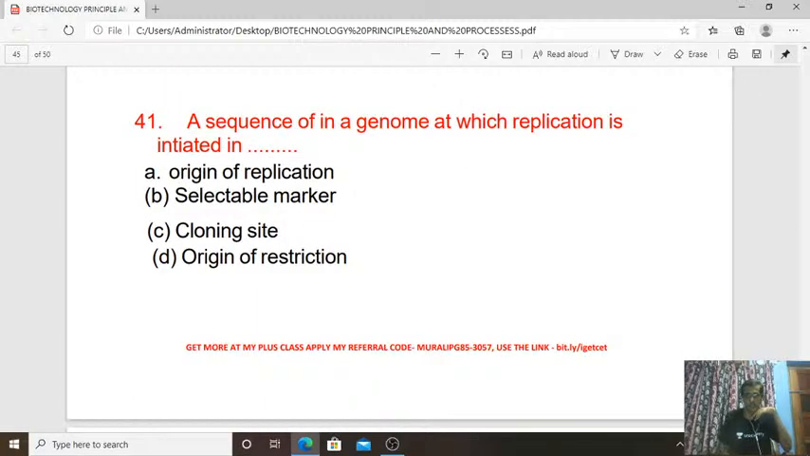Next, the 41st. A sequence in a genome at which replication is initiated. Initiation of replication is observed in which area? Origin of replication, selectable marker, cloning site, origin of restriction. It is origin of replication. Origin of replication is the actual site where replication is going to start. So all vectors should have an ori site. That is one of the important characters of a vector, having one ori site. Yes, Guru Prasad, you are right.